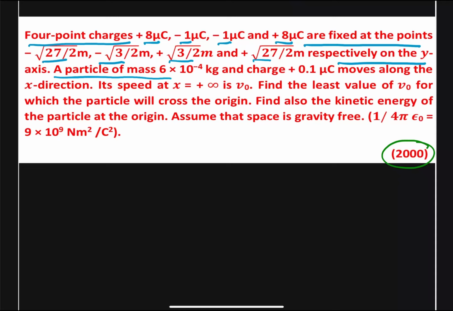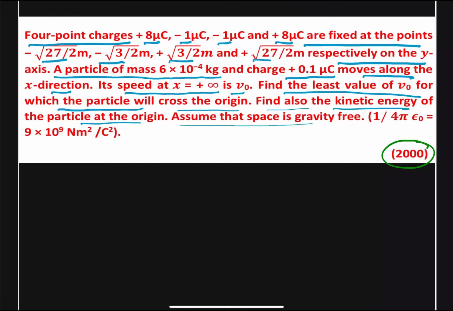A particle of mass 6 into 10 to the minus 4 kg and charge 0.1 microcoulomb moves along x direction. Its speed at x equal to plus infinity is v0. Find the least value of v0 for which the particle will cross the origin. Find also the kinetic energy of the particle at the origin. Assume that the space is gravity free and 1 upon 4 pi epsilon naught is given to us as 9 into 10 to the power 9.